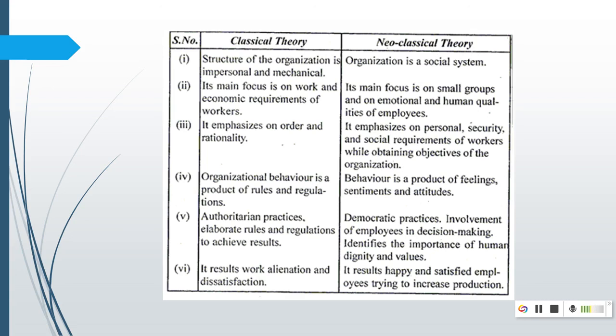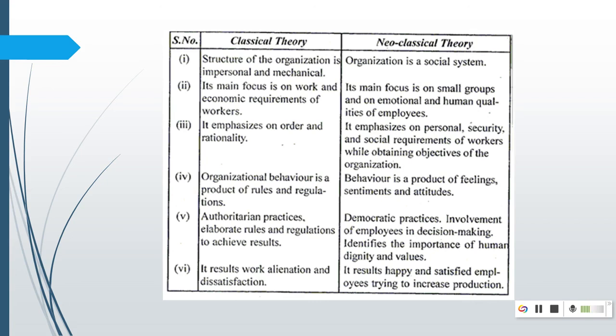And I just want to point out one or two things. One is, number two here, that its main focus is on work and economic requirement of workers, right? That is efficiency and being productive, versus its main focus is on small groups and on emotional and human qualities of employees. That was a huge change. And the second one was, it emphasizes order and rationality. Rather, it emphasizes personal security and social requirement of workers while obtaining the objectives of the organization.